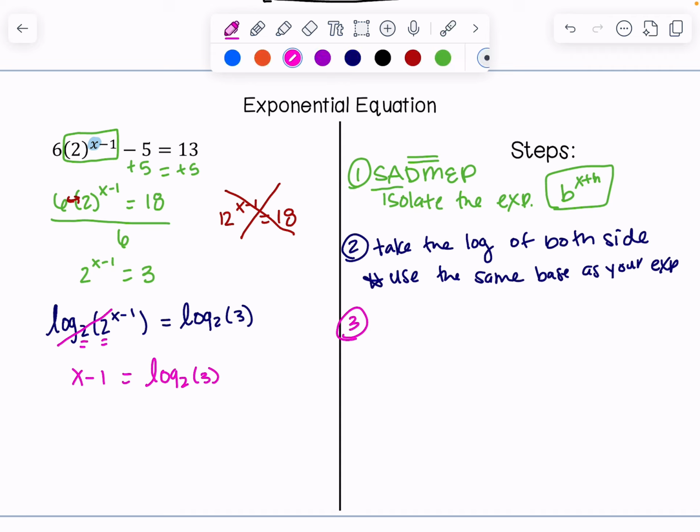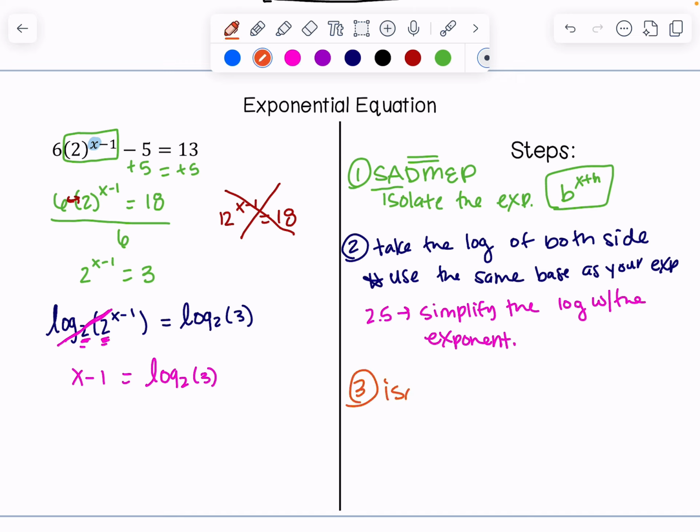So based off of step 2, I'm going to make this step 2.5, which is simplify the log with the exponent. Every single time, it's going to cancel out as long as these two numbers are the same and leave you with that exponent, which means we're actually super close to being done. Step 3 is then to just isolate x. Once again, we are using SADMAP to do so.